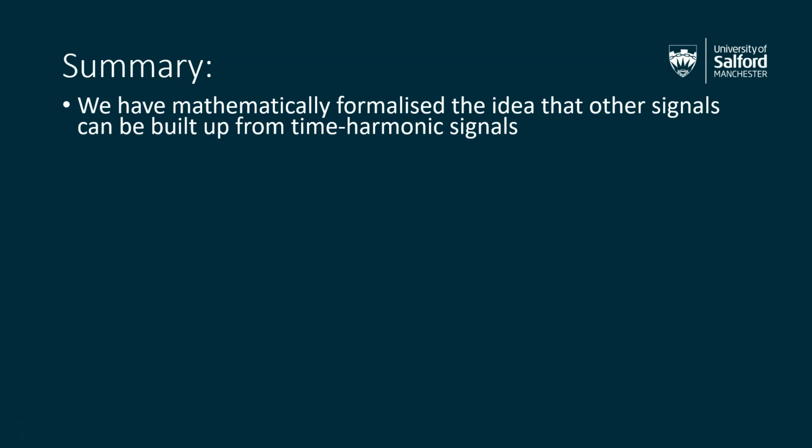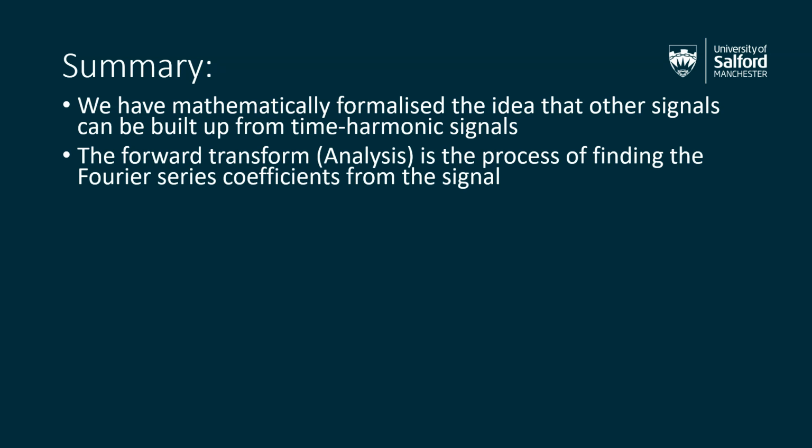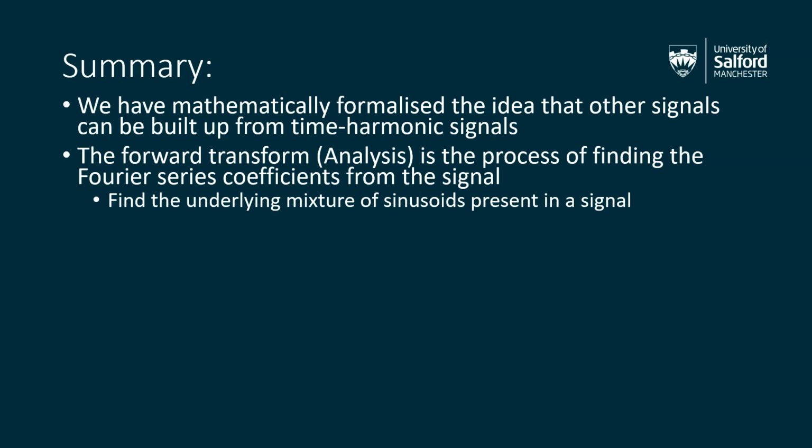So that was the end. A quick summary here. We have mathematically formalised the idea that other signals can be built up from time harmonic signals. We've looked at the forward transform, which I like to call analysis, and this is the process of finding the Fourier series coefficients from the signal. So basically you're finding the underlying mixture of sinusoidal time harmonic signals present in a signal. You're finding their amplitudes, which of course have the same units as the signal, and their phases. And in the standard Fourier series, these are brought out as two separate amplitudes of cos and sine terms.